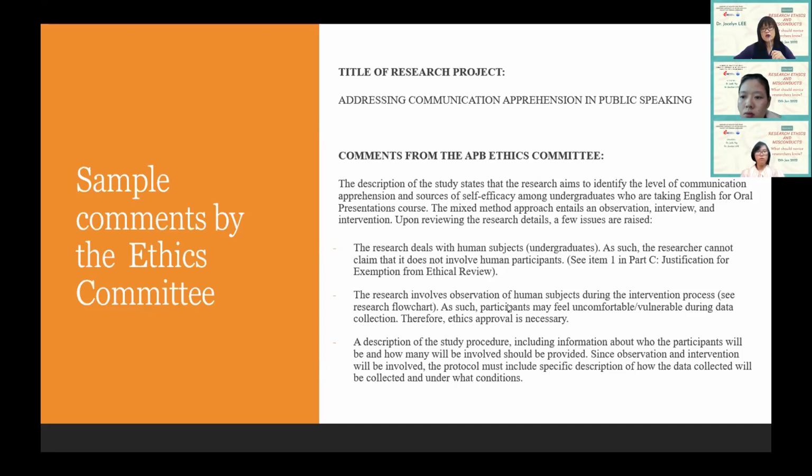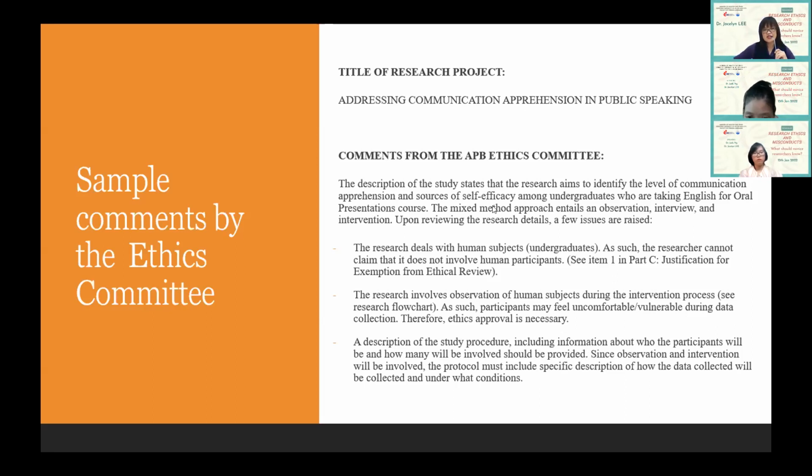So the research involves observation of human subjects during the intervention process. So the participants may feel uncomfortable or vulnerable during data collection, right? You put them in stress. You have some observer in the classroom, an external observer, watching them. They don't feel easy, and their learning might be affected too. So all these you need to figure out, you need to anticipate all these things that will happen and put them down in your research ethics application. Okay, and also information about who the participants will be and how many will be involved should be provided. Right, so all these things need to be mentioned.